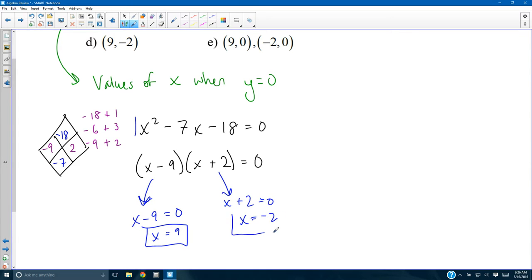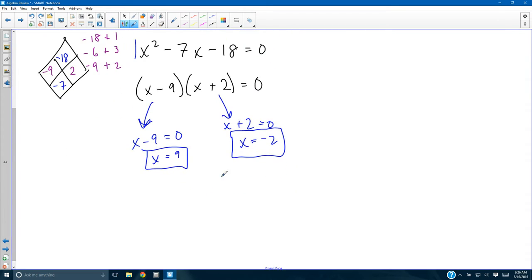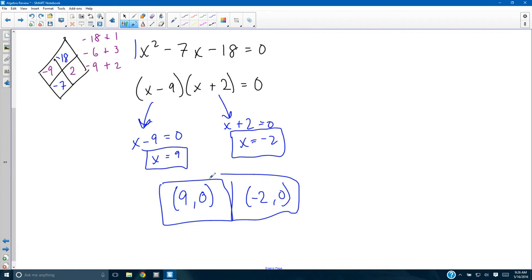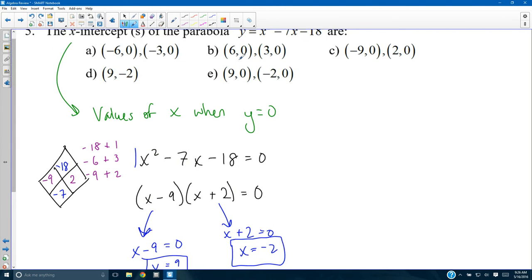Now, these are solutions or roots to your equation. These are not the intercepts. Well, these are the intercepts, but the intercepts are coordinate points. These are the values of x when y equals 0. So your equation, your graph, crosses through the x-axis at these exact points right here: (9, 0) and (negative 2, 0). And that's where you're looking at these things and you're saying, all right, now I know where my answer's at.